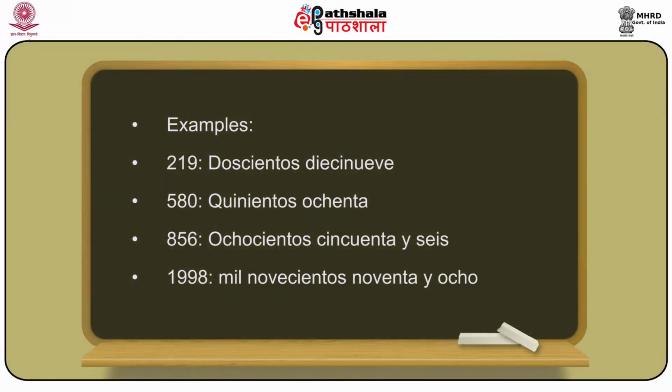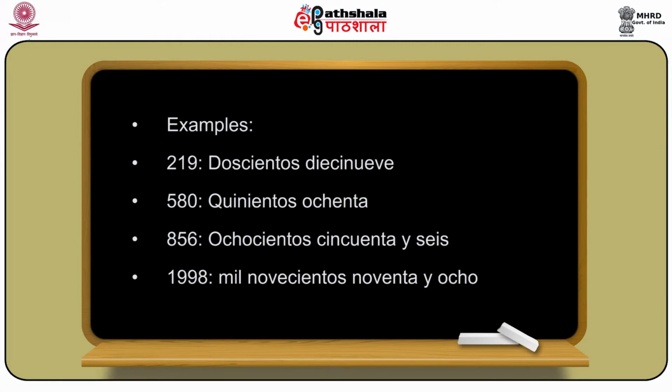Now let's see some examples of the numbers from 200 to 900. So for example, if I say 219, we will say this as 219. If I say 580, so I will say 500 is 500, and 80 is 80, so 580 is 580. Same way, one random number which I took is 856. So 800 you have learned is 800, and 56 is 56. So 856 will be 856.